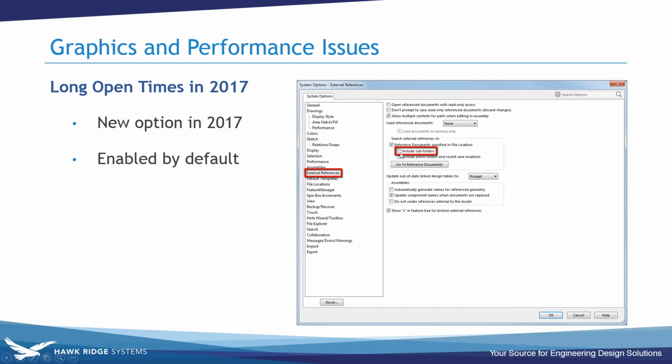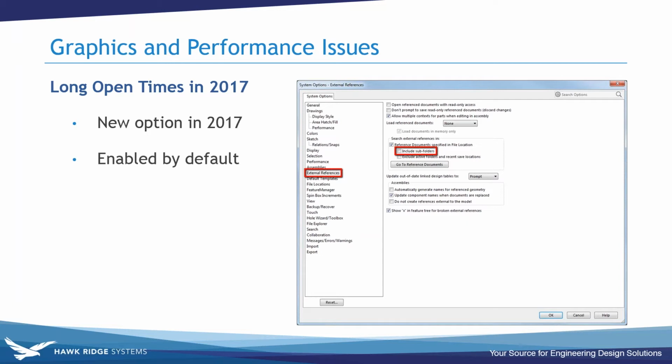And what it does is it searches any reference documents. So if you click on that reference documents button, it'll bring you to your list of reference document file locations. If you have anything specified under there, SOLIDWORKS will try to look into every single subfolder, and it'll drill down until there's no more folders to look into if this option is enabled. So if you go ahead and disable this option here, the file open time will go back to what it was before.